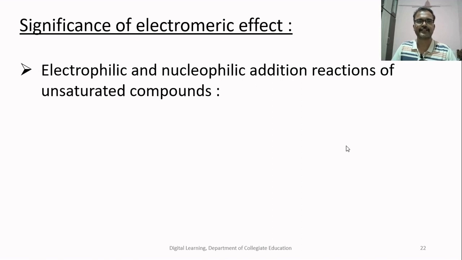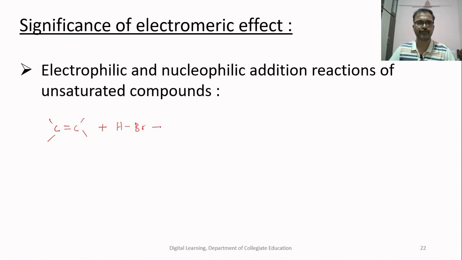Let us consider the significance of the electromeric effect. The concept of the electromeric effect can be used to explain the electrophilic and nucleophilic addition reactions of unsaturated compounds. So, let me take an example for the electrophilic addition reaction. You take an alkene. When this alkene reacts with hydrogen bromide.